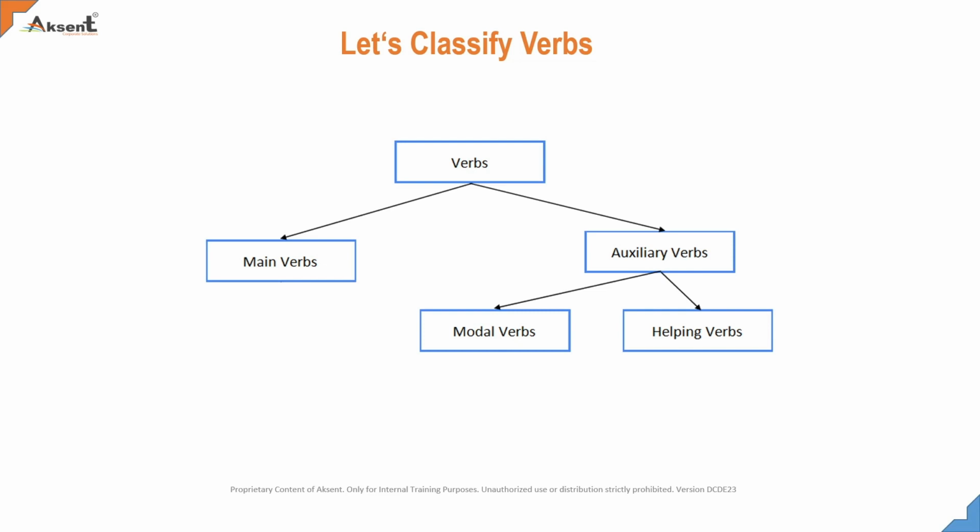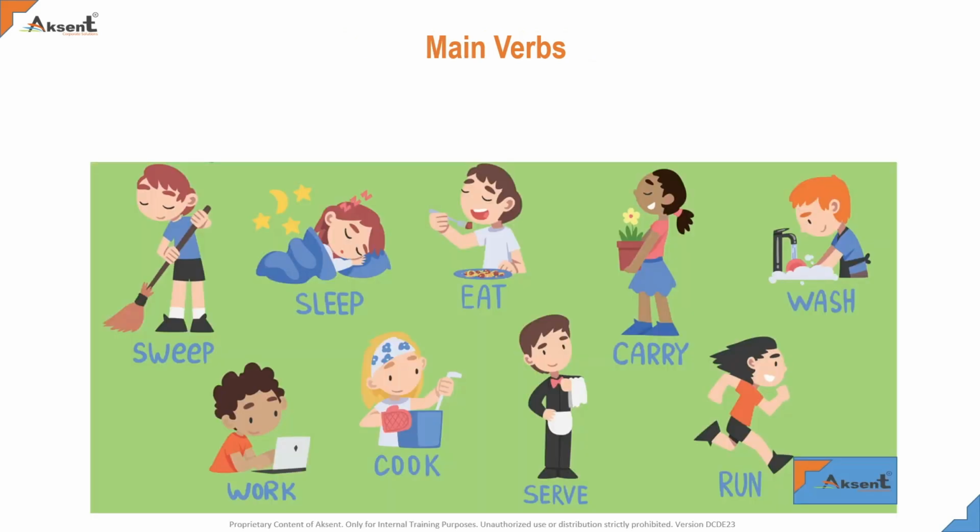The first category is called main verbs. So here in the picture we have different actions: sweep, sleep, eat, carry, wash, work, cook, serve and run. But ஒரு காமனான விஷயம் நமக்கு என்ன தெரியுதுன்னா ஒரு physical movement இருக்கு. So all these physical actions are called main verbs. So referring to actions, these words involve words that signify movement of the body.